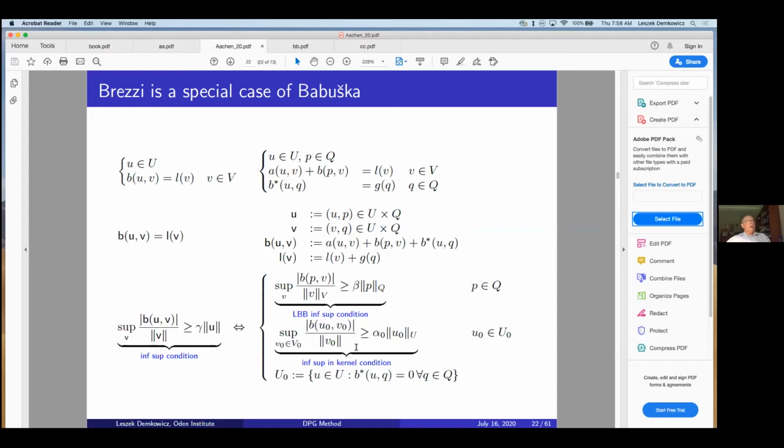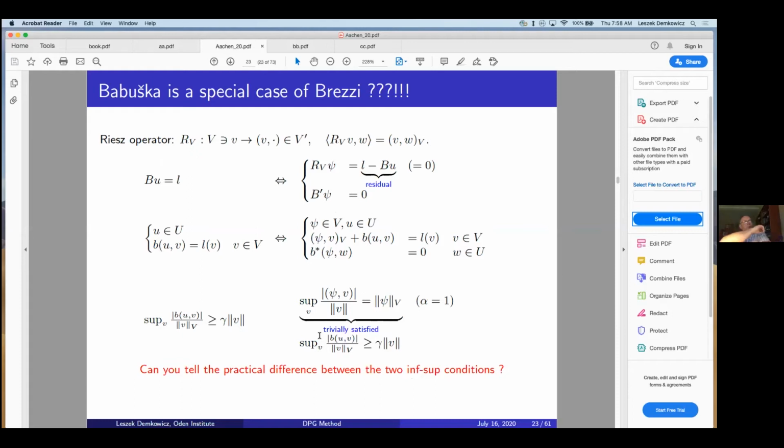Okay, so this is perhaps a small curiosity, a statement that the two theories are fully equivalent, but what I would like to claim today is that not only Brezzi is a special case of Babuška, but Babuška is in a sense also a special case of Brezzi. These two theories are really fully equivalent. So why do I claim that?